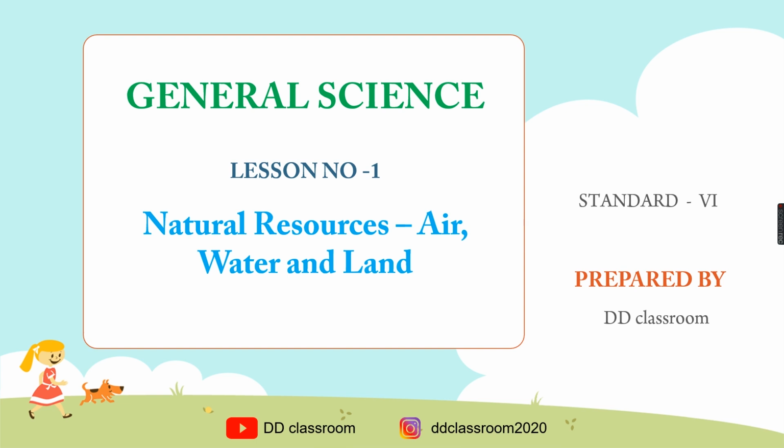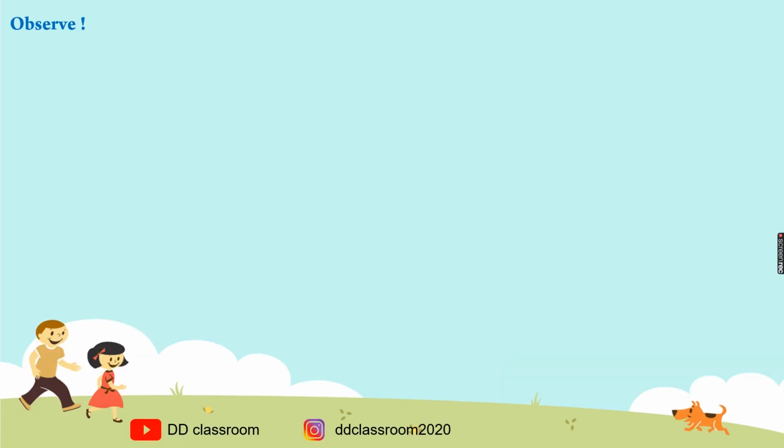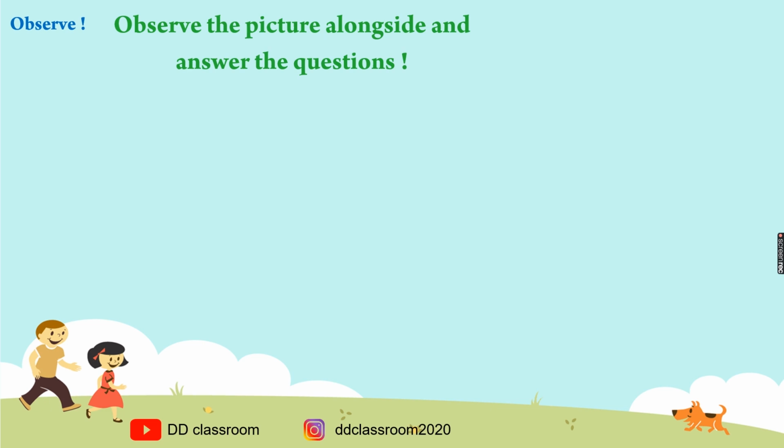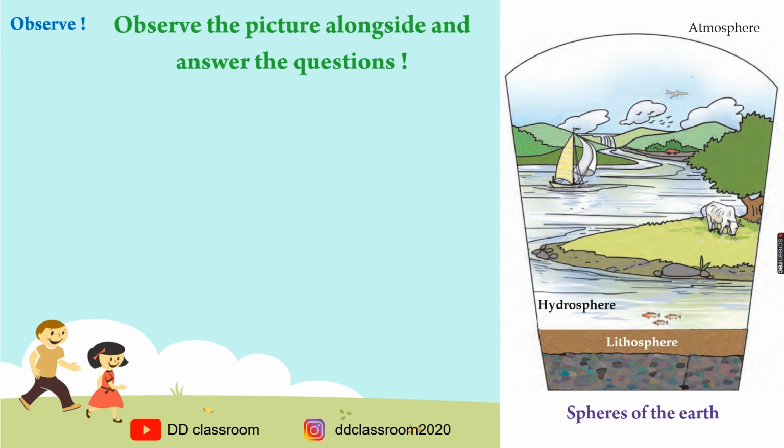Today our subject is General Science, lesson number 1. Topic is Natural Resources, Air, Water and Land, Standard 6. Let's go. Observe the picture alongside and answer the questions. Here is the picture. So let's go for a question and answers.